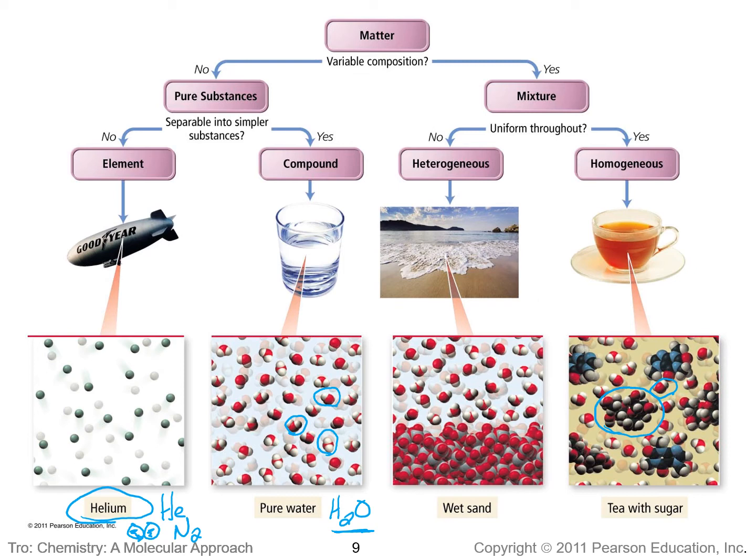No matter where we take a sample in that mixture, we're going to get the same amount of sugar and water. If it is not uniform throughout, then it's heterogeneous. Okay, so depending on where we take our sample, in this case we have wet sand, we might end up with more water molecules, we might end up with more sand molecules. Okay, so it is not a consistent composition. Depending on where we take our sample, even though it's the same sample, we see different components in our mixture.